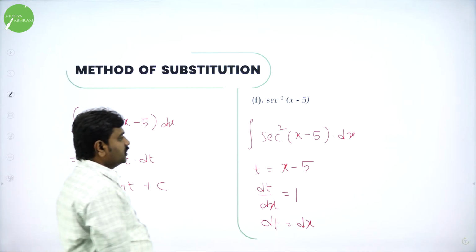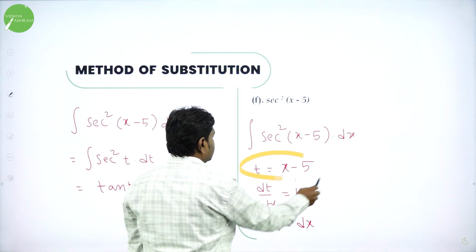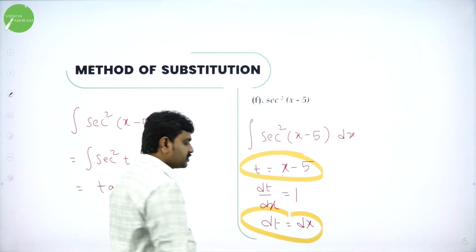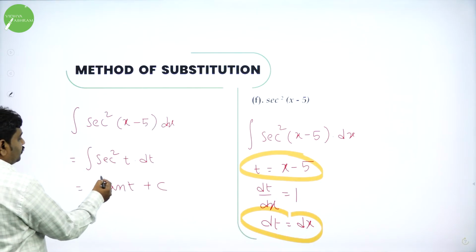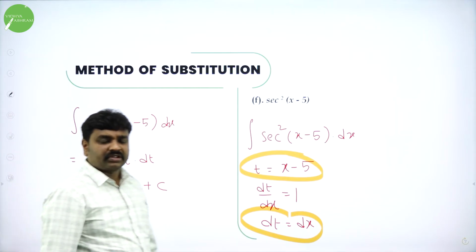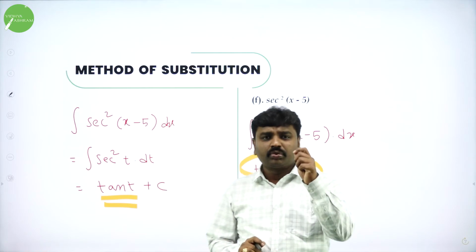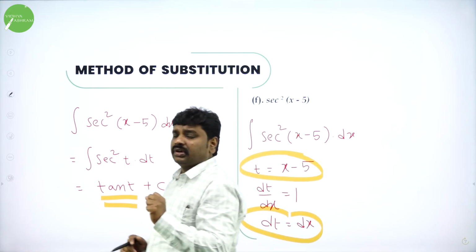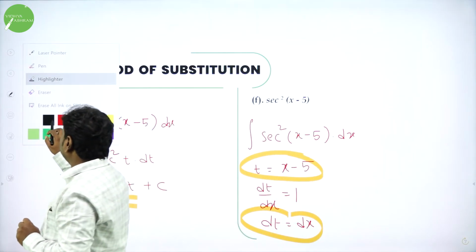So what is the substitution? The bracketed term, that is x minus 5. Take this as t, and dx and dt become the same, and the integration of secant square t, you know, is tan t. Again we are done with the method of substitution. Observe, if you put it as t, the problem reduces. Always we are getting the dx value.